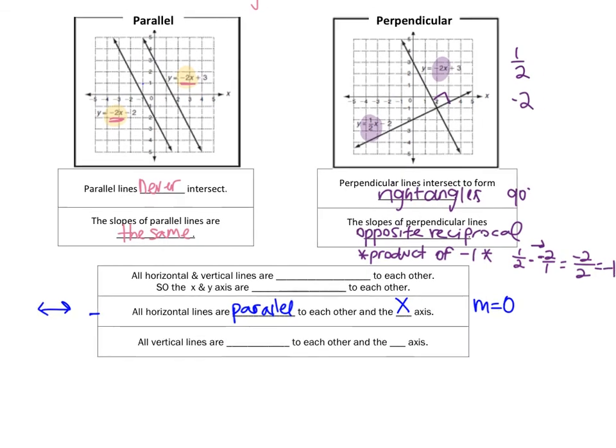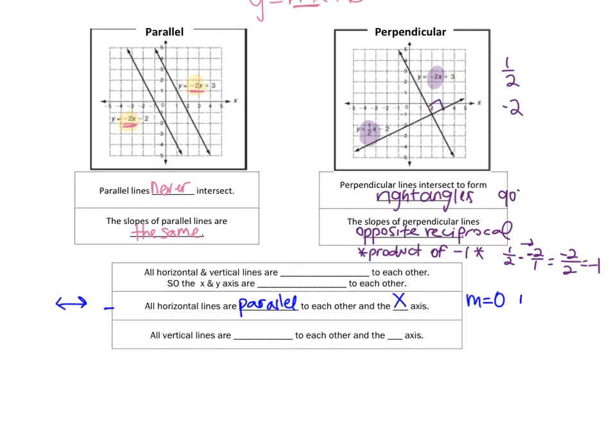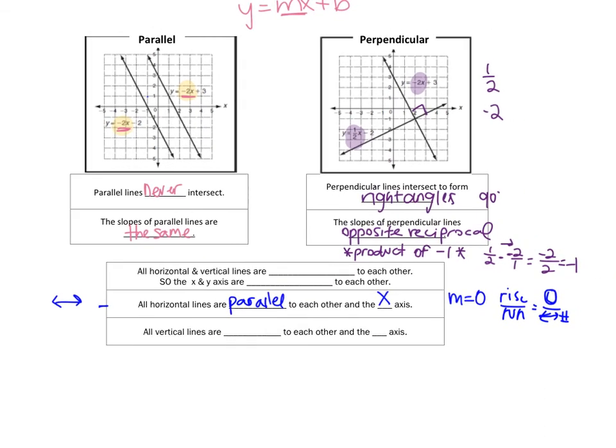Okay? The reason they have a slope of 0 is because, remember, slope is rise over run. With horizontal lines, we're not rising at all, but we are running. Okay? Some sort of number. So the reason our slope stays 0, anytime you divide 0 by a number, you just get 0. So remember, horizontal has a slope of 0.